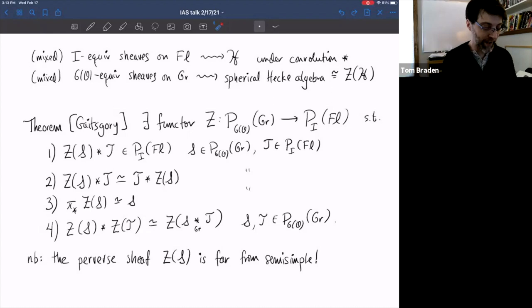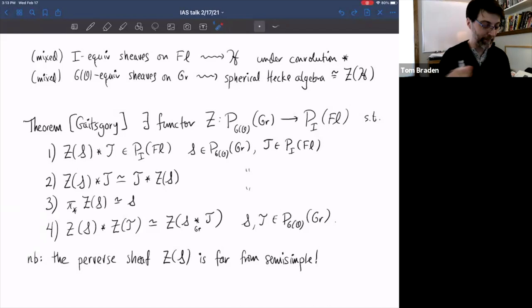So to be really precise here, S is G(O) equivariant. When you push it down, it's going to only remain I equivariant. So you really need to forget the G(O) equivariant structure, restrict the structure down to I, for that to be a literally true statement.